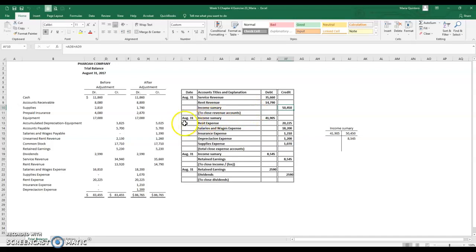Now we will close the expense accounts. The expense accounts have a normal debit balance. To close them, we will credit them, and we will debit income summary.